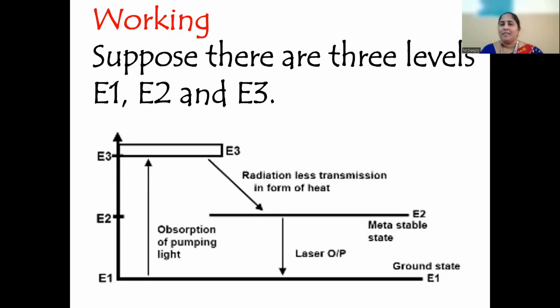Now, when coming to the working system, we have a three-level system, as we discussed earlier. This is a three-level laser system, E1, E2, and E3, where E1 will act as the ground state, E3 will act as the excited state, and E2 will act as the metastable state. First of all, by the absorption process, the electrons are pumped onto the excited state E3. After completing its lifetime, that is 10 power minus 8 seconds, it falls onto the metastable state.